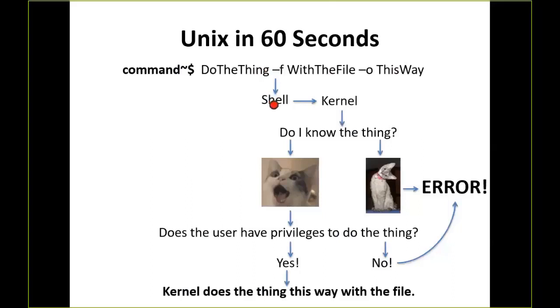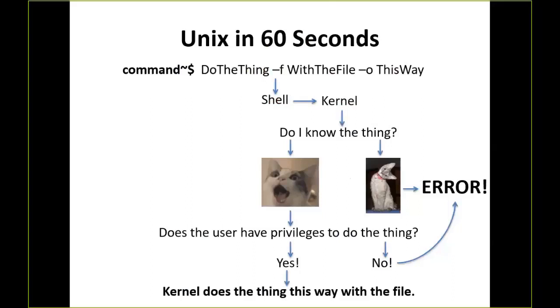The shell interprets this command into basically machine language. The kernel gets machine language because that's what the kernel understands. And the kernel is going to say either, I know the thing they're asking, or I don't know the thing they're asking. If the kernel kind of gives you this sideways looking cat because it has no idea what you're telling it to do, it's going to spit back an error.